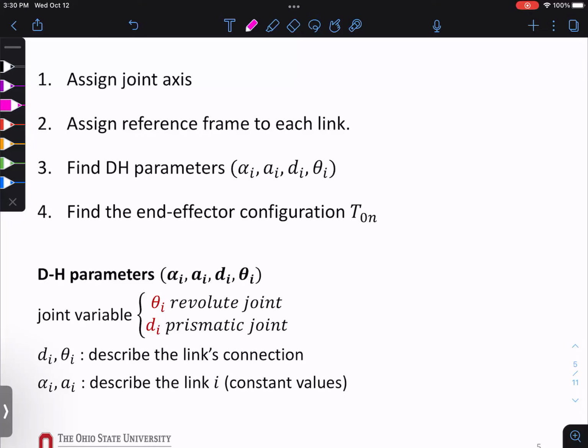Then we need to assign the reference frame, which means identifying x and y and the origin. Where is the origin of the frame? Then we are going to find the DH parameters. There will be 4 parameters.